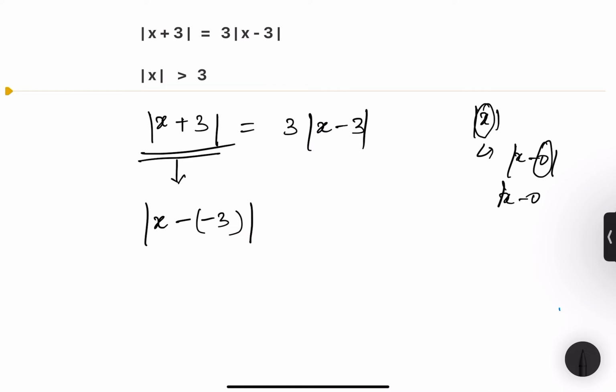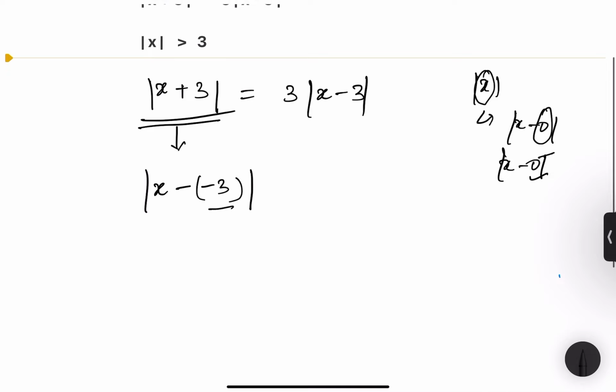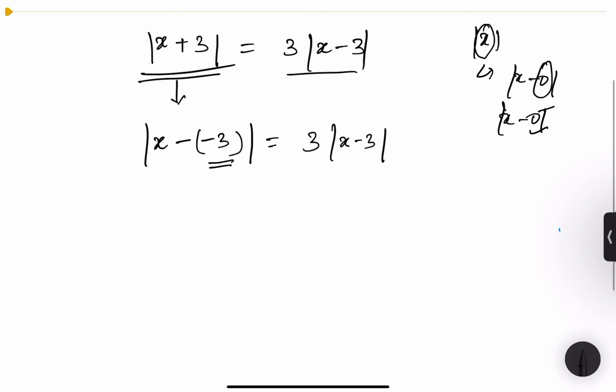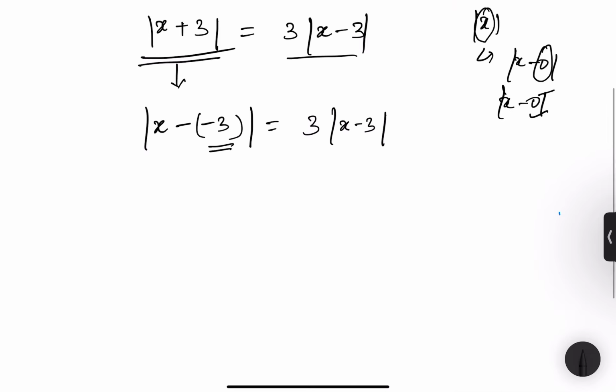So we should represent any mod in these terms only, x minus 0, to identify its distance from that number, in this case 0, and in this case here it will be minus 3. So, and here again this is 3 mod of x minus 3. Now we simply have to draw a number line. So here in between, at the center, we take the point as 0. Here somewhere we take minus 3, and on the opposite side we take plus 3.